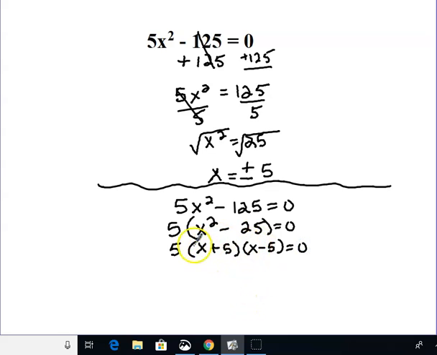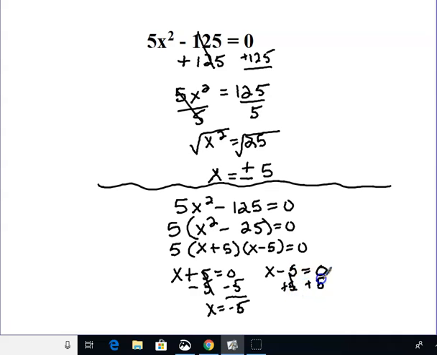Then where you have an x, you need to solve those parentheses. So you set each parenthesis equal to 0, and then do the opposite. And notice how we're going to get a negative 5 and a positive 5. So same answer as we got in the problem above.